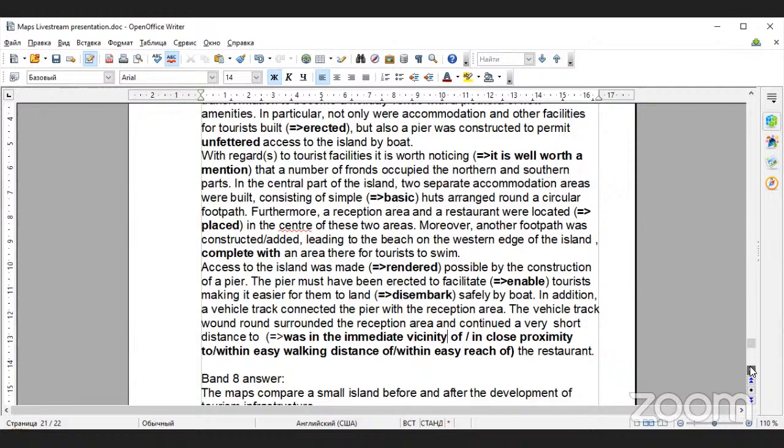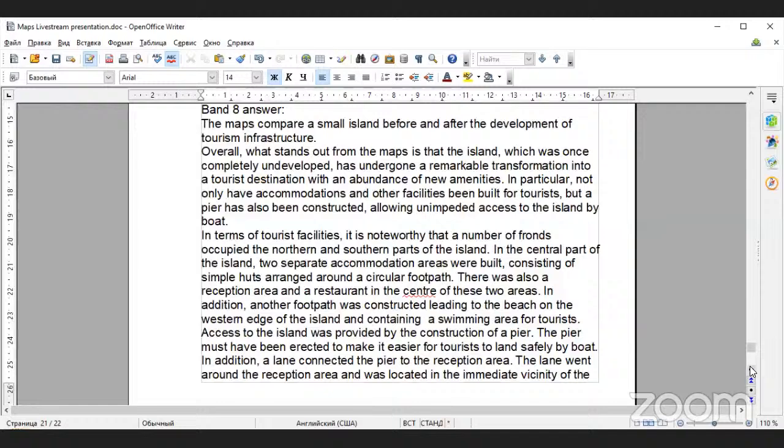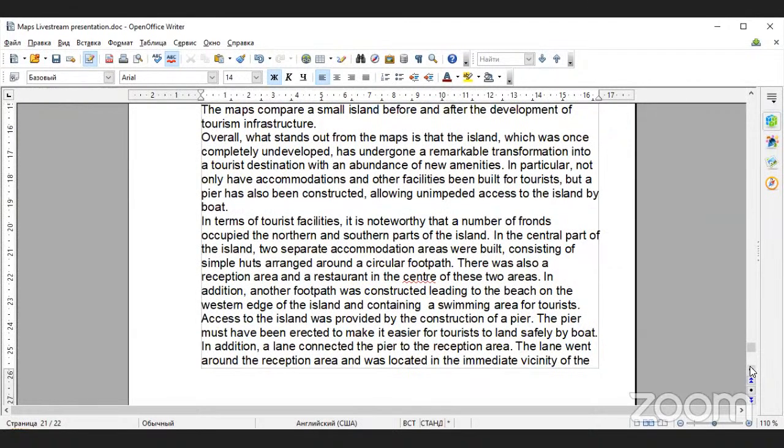And then, well, I would estimate it as band 8. This is something I would write now. I just rewrote this. The maps compare a small island before and after the development of tourism infrastructure. Overall, what stands out from the maps is that the island, which was once completely undeveloped, has undergone a remarkable transformation into a tourist destination with an abundance of new amenities. In particular, not only have accommodations and other facilities been built for tourists, but a pier has also been constructed, allowing unimpeded access to the island by boat.